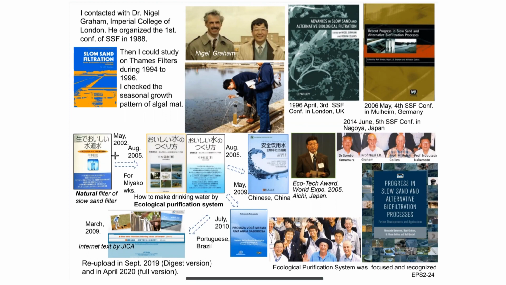I published many books about the natural filter, the slow sand filter, in Japanese, and on how to make drinking water by the ecological purification system in 2005. This was translated into Chinese and Portuguese. And JICA also made an internet text, available through the internet.